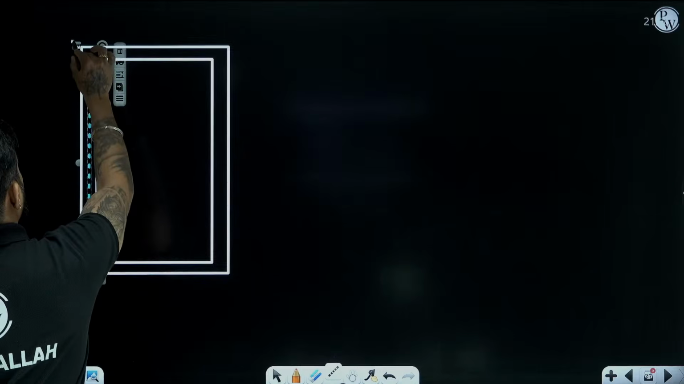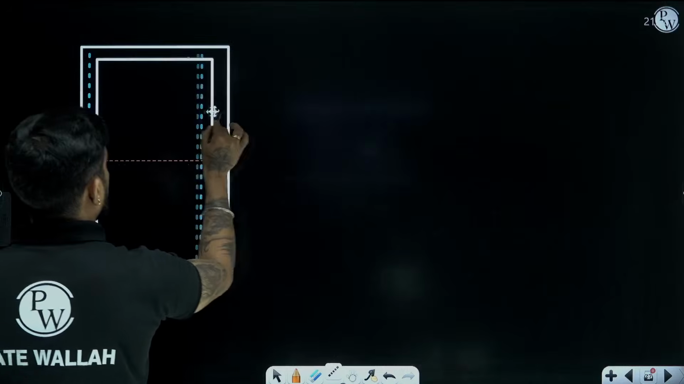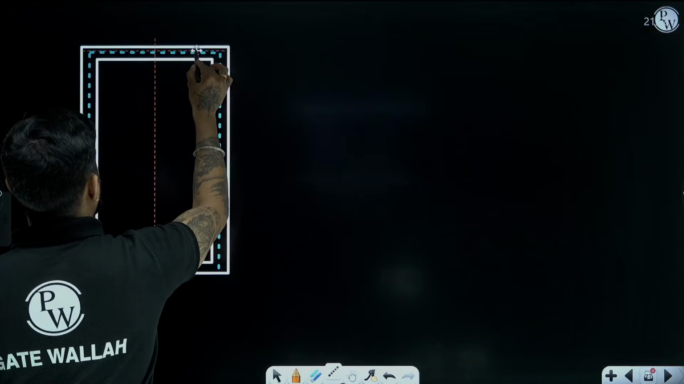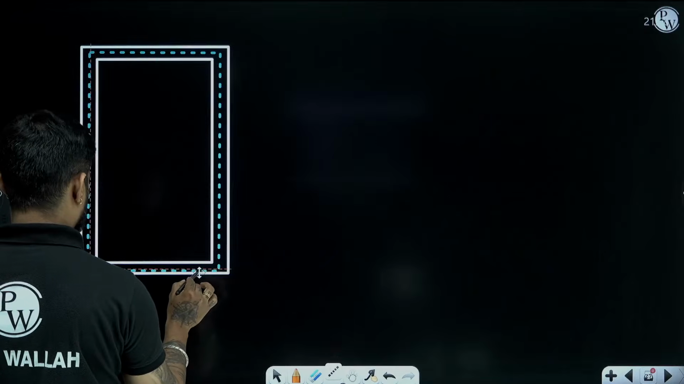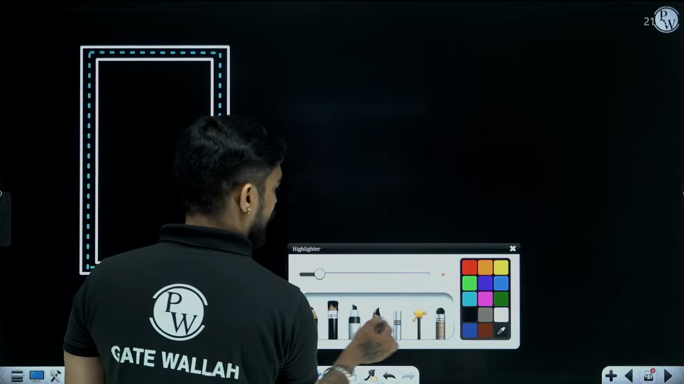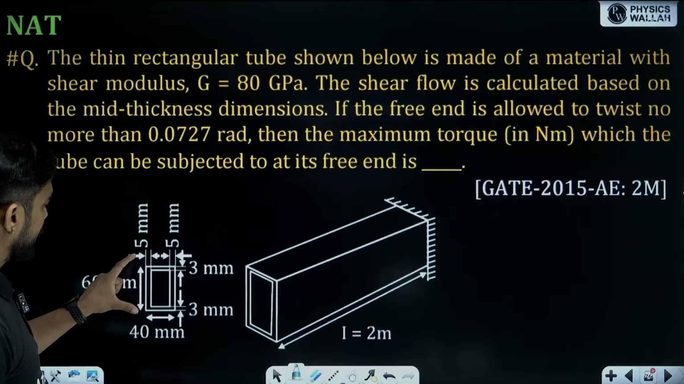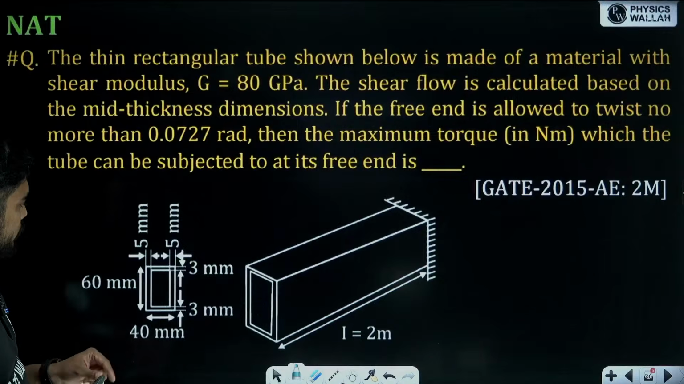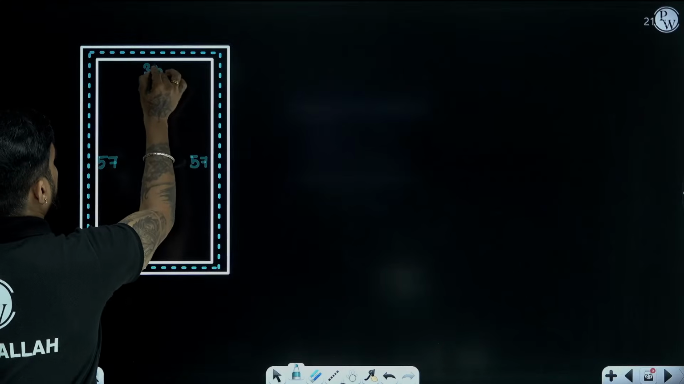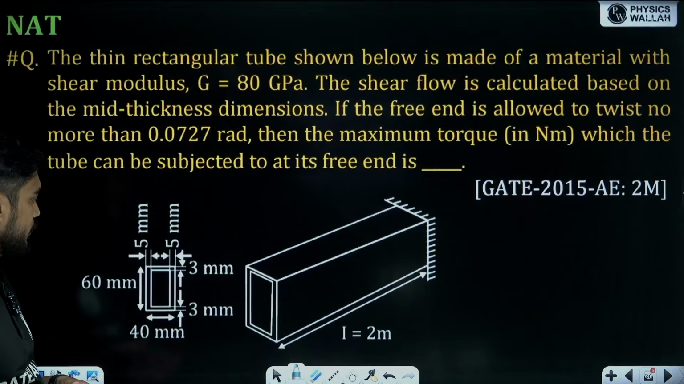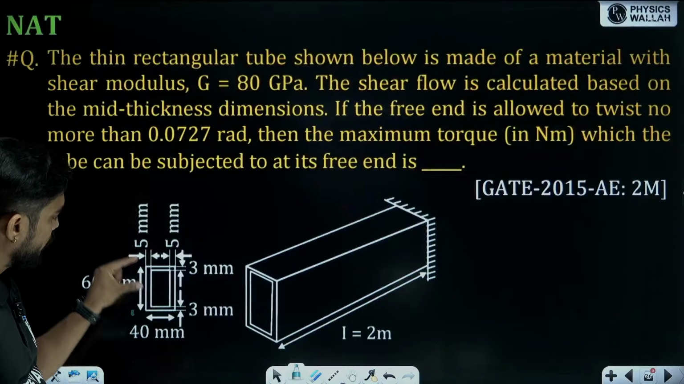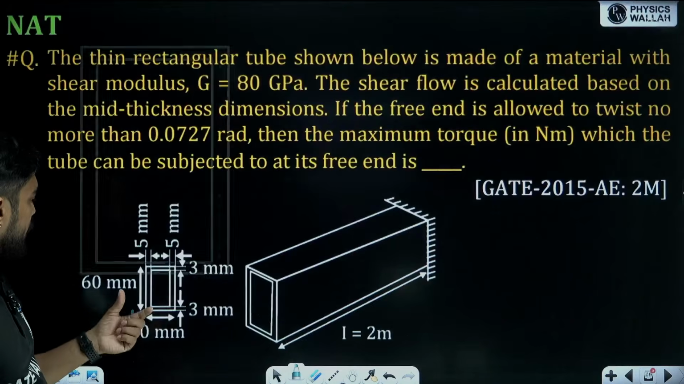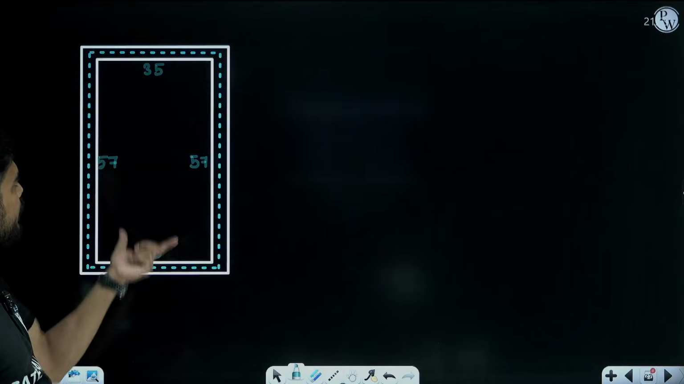Let's draw the center line. Now, what is the length of these lines? So, the vertical one is 60 minus 3, 57, and this will also be 57, and the horizontal ones 40 minus 5, 35. This will also be 35, right? Sorry, 60 minus 1.5 minus 1.5, so 60 minus 3, 57, and 40 minus 2.5 minus 2.5 means 40 minus 5, 35.